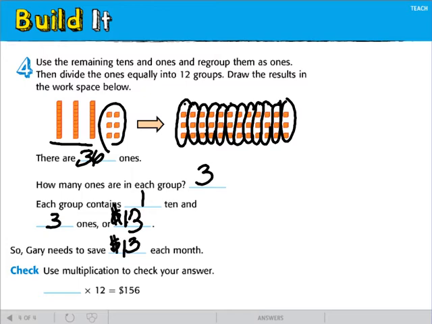With your whiteboards, I want you to check and make sure. So we're going to use multiplication. 13 times 12 equals 156. Make sure that 13 times 12 equals 156. Okay, it's fantastic. 12 times 13 is 156, so we checked our answer. Our answer is correct.